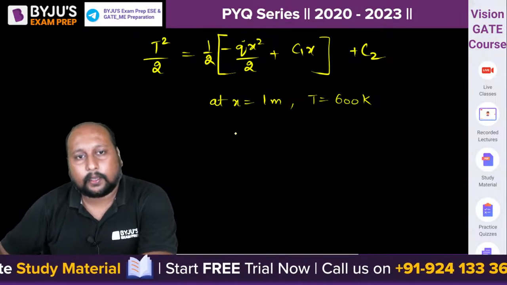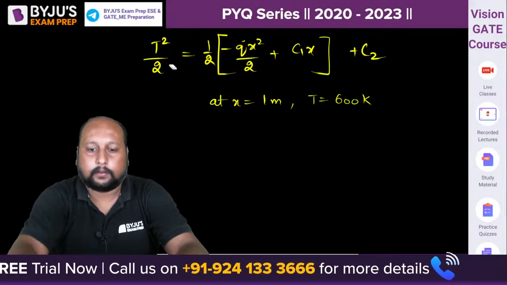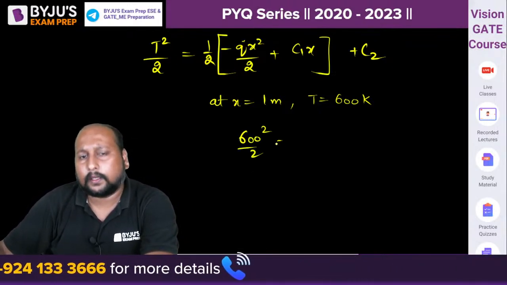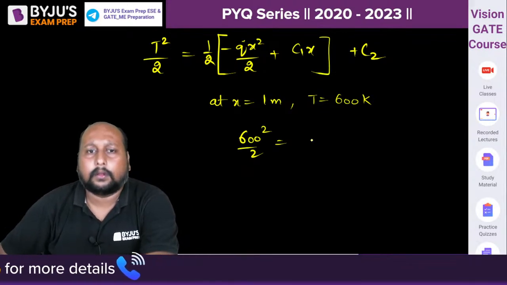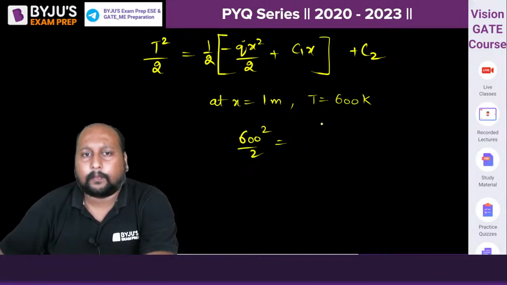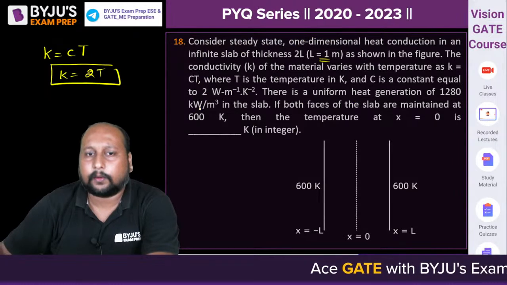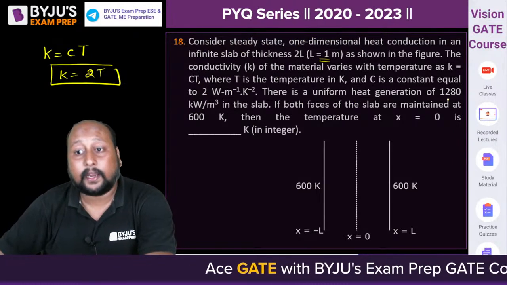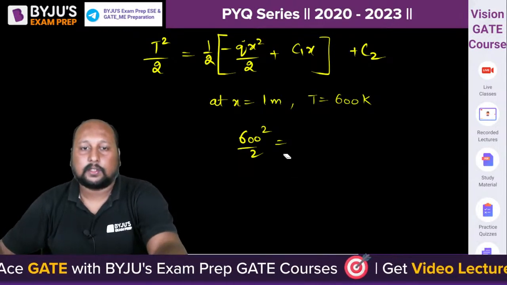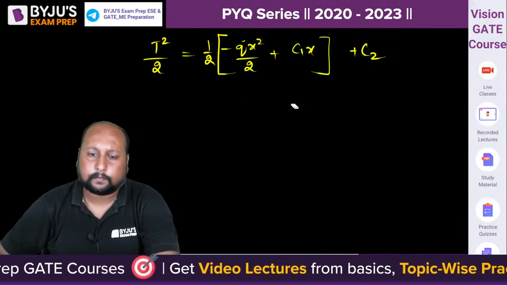So you can place it over here. If this 2 and 2, we won't be getting cancelled now, right? So you can say 600 square by 2 is equal to, place x equal to 1. If you place x equal to 1, we can rewrite this equation because your heat transfer rate is 1280 kilowatt per meter cube. Q dot value is given. So let us rewrite this equation in order to have a simple understanding. Then we'll be placing the equations.